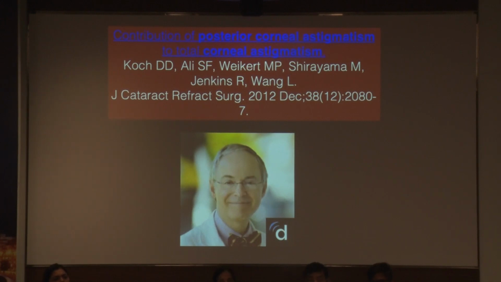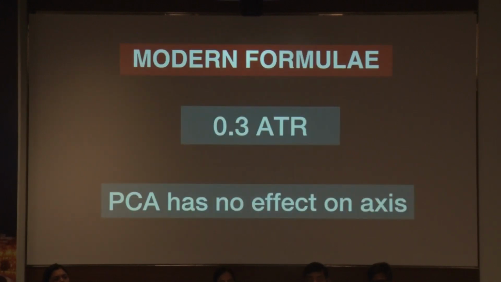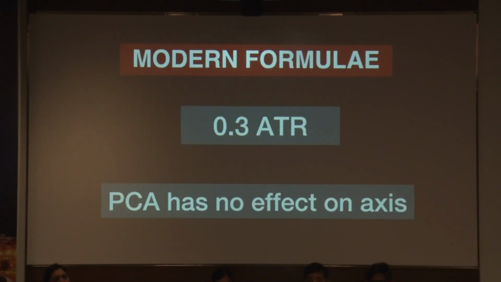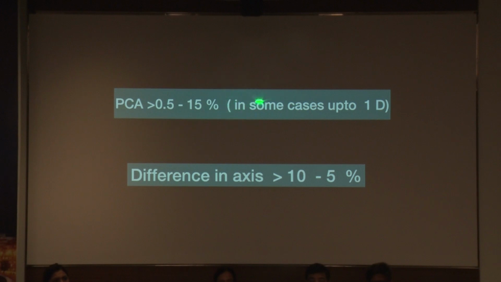Posterior corneal astigmatism, the whole game changed after 2012 because Dr. Koch gave this concept. Now all the modern formulas come with the idea that you will have a 0.3 against-the-rule astigmatism added onto the existing corneal cylinder, and the posterior corneal astigmatism will not have an effect on the axis. Now this is just an assumption. In about 15% of the cases it may not hold true. The PCA may be actually more than 0.5, and the difference in axis can be more than 5%.